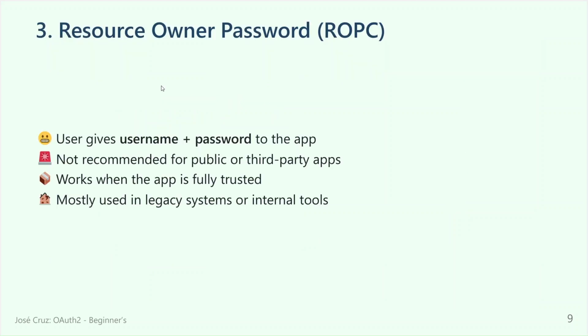Now you have the resource owner password. It's probably the least safe one here. You should avoid it, but sometimes it's necessary. For instance, I sometimes work in companies where, I don't know the reason, maybe because it's probably the easiest one to implement, they use the resource owner password. So the user gives username and password to the app. Not recommended for public or third-party apps, but they are used in public and third-party apps. It works when the app is fully trusted, and is mostly used in legacy systems or internal tools. Usually you see it in legacy systems, and in my case, all the systems were legacy.